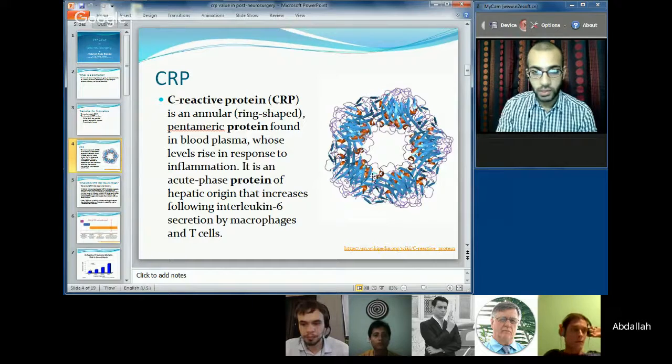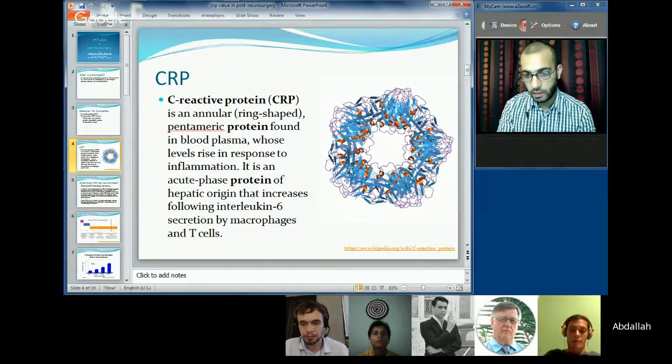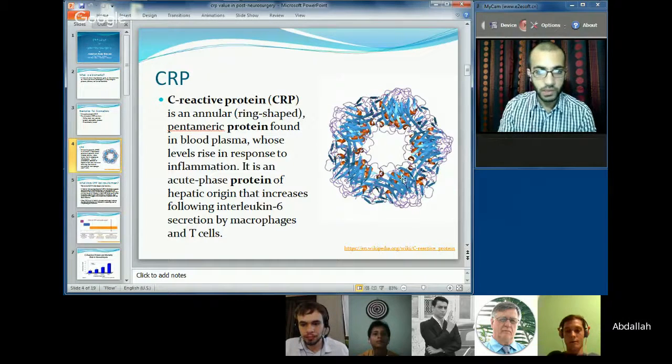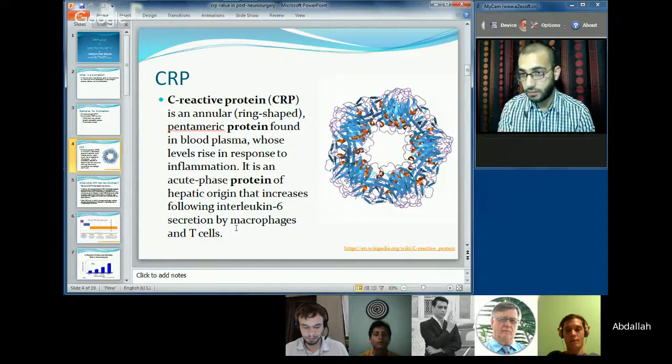We can see here the structure of C-reactive protein is annular, ring-shaped, pentameric, which means that it consists of 5 units. And it's called an acute phase marker because the levels of CRP rise in response to inflammation. CRP has a hepatic origin, and it increases following interleukin-6 secretion by macrophages and T cells in cases of inflammation.